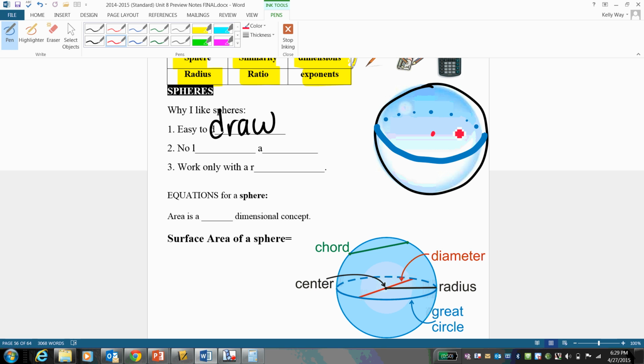2, because there's no flat surfaces, you don't have to worry about the difference of lateral area and surface area. 3, to work with the sphere, all you need is one measly little thing. You don't have to worry about slant height and true height and base and perimeter and all that hullabaloo. You only need one measly item. All you need is a radius.